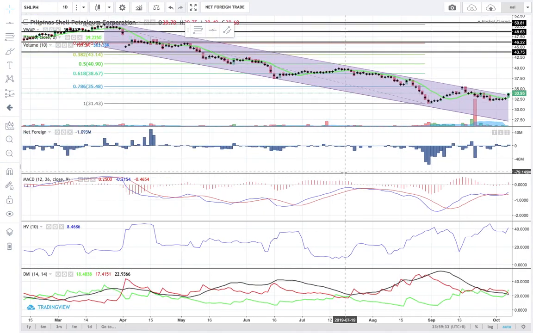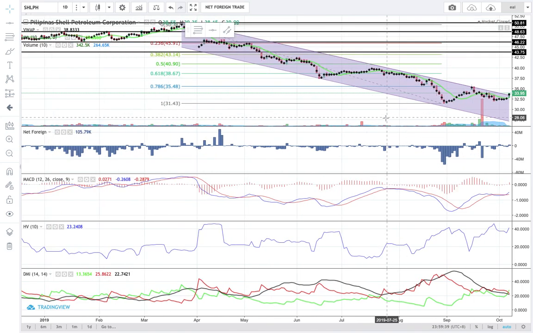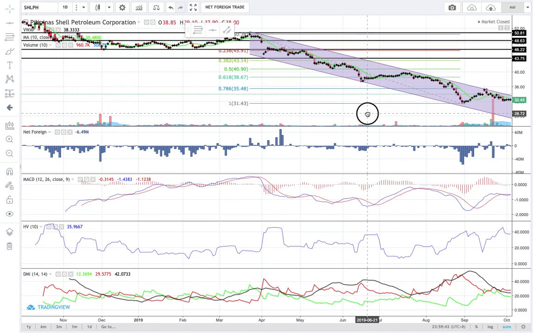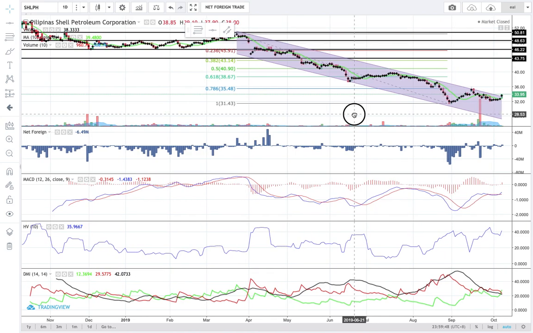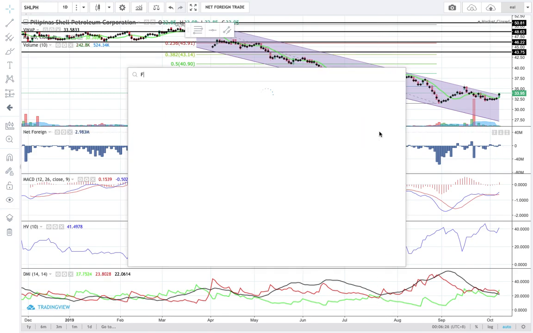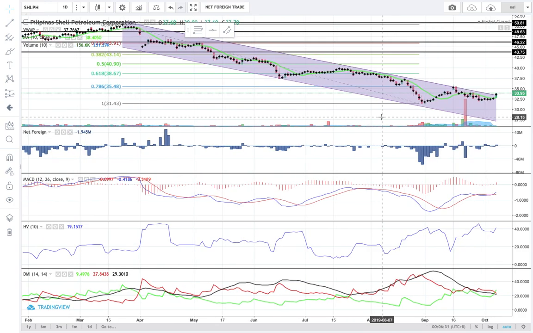So here's the thing. If you don't have SHLPH, I suggest that you wait for the momentum power indicator to become bullish. When that happens, I hope that the 10 MACD combo maintains its bullish. So there you go for SHLPH.